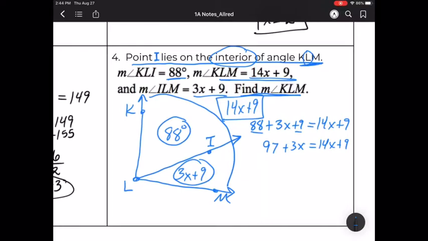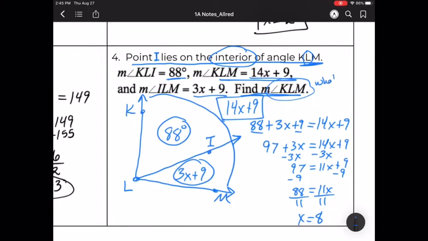Okay, then I start by getting my variable to one side, so I subtract 3x from both sides here. That gives me 11x plus 9 equals 97. Subtract 9 from both sides. 97 minus 9 is back to 88 equals 11x. Then we should just be able to divide by 11, and you should recognize pretty easily that x is 8.